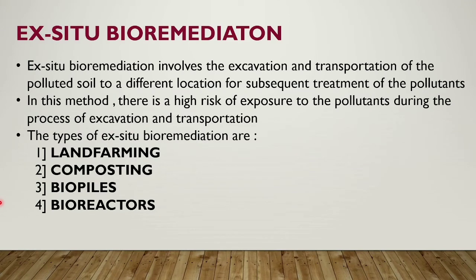So moving to ex situ bioremediation. Now, ex situ bioremediation means carrying out the process of treating the contaminated soil or water in a different location by transferring or evacuation. So, in this method, one disadvantage is that the people may get exposed to the pollutants during the process of transportation. There are four types of ex situ bioremediation. First is land farming, second is composting, third is biopiles, and fourth is bioreactors.